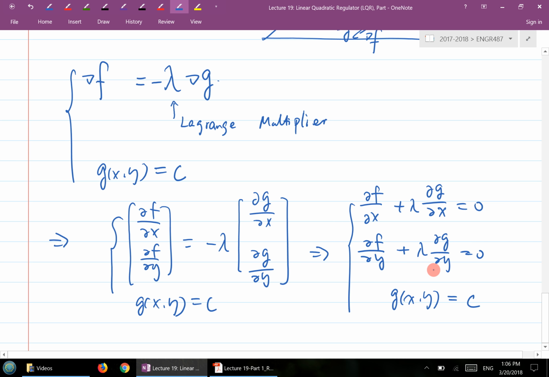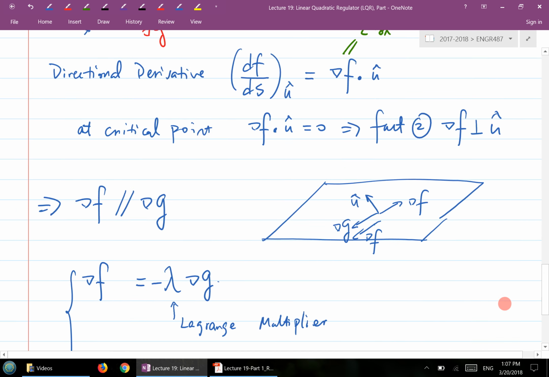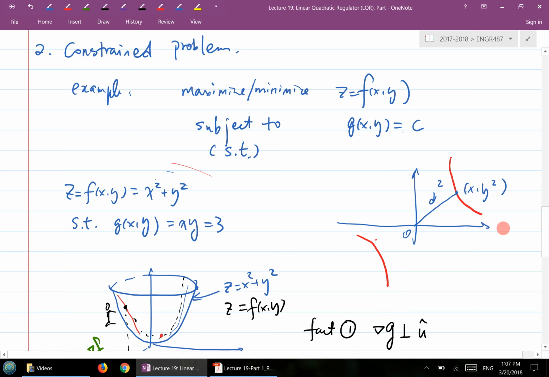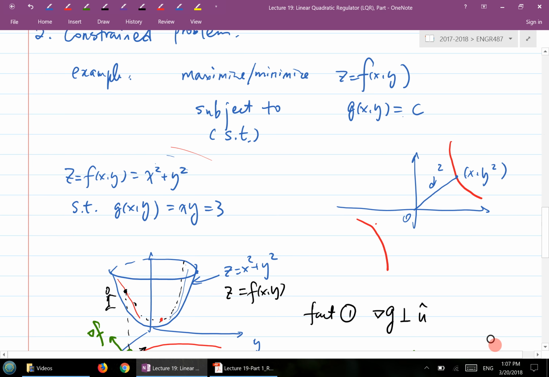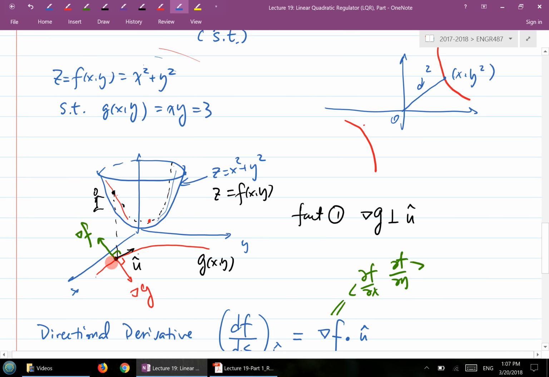What was g defined as in the first place? On the original curve, I thought it was just perpendicular to u hat. No, not g. g is not perpendicular to u hat. g is just any arbitrary curve in the xy plane in this case. For example, g of xy equal to xy equal to 3. So if you draw it out, that's basically a parabola, right?